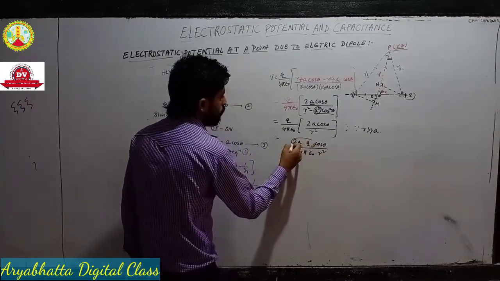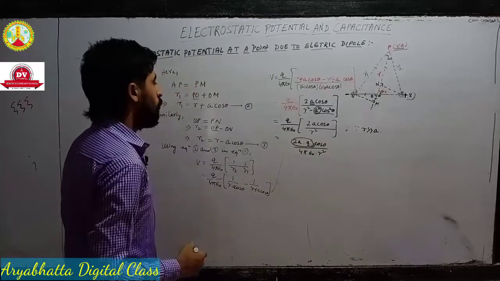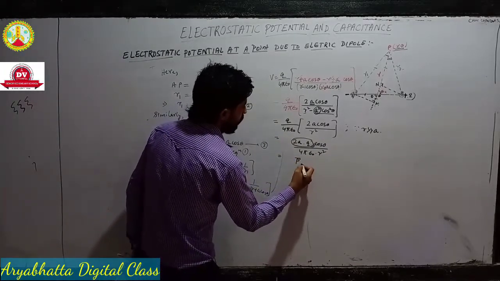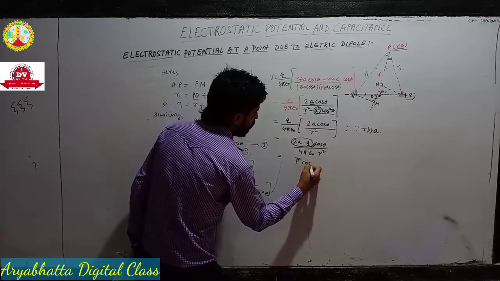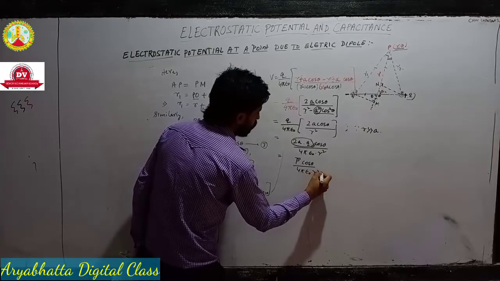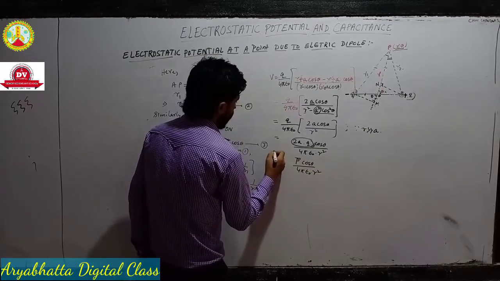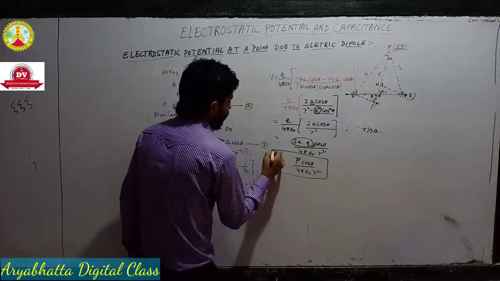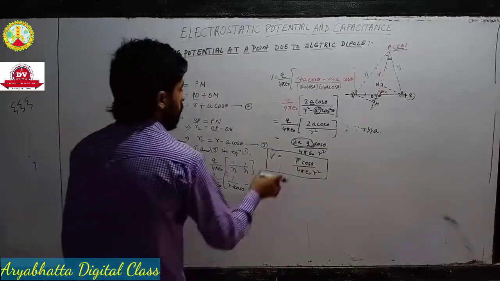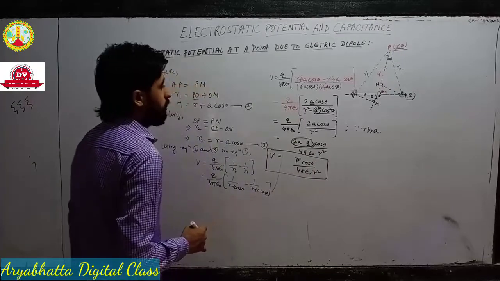So this part is already known. See, 2A into Q was nothing but your P, if you remember, that is our dipole moment. So P into cos of theta by 4 pi epsilon naught into R square. So this is our electric potential due to a dipole. Fine. So this is your final conclusion.